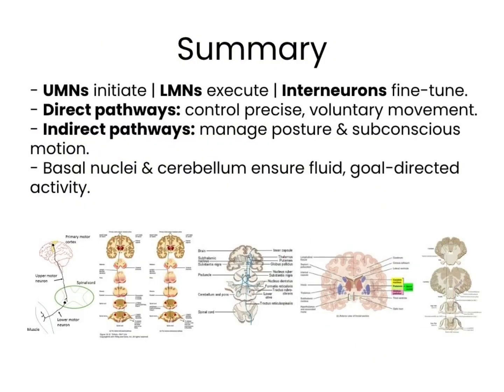To summarize, upper motor neurons initiate movement, lower motor neurons execute it, and interneurons shape the reflexes and tone. The direct pathways handle voluntary, precise motion. The indirect pathways manage posture and automatic movements. And behind the scenes, the basal nuclei and cerebellum work constantly to ensure those movements are smooth, purposeful, and appropriate for the situation.